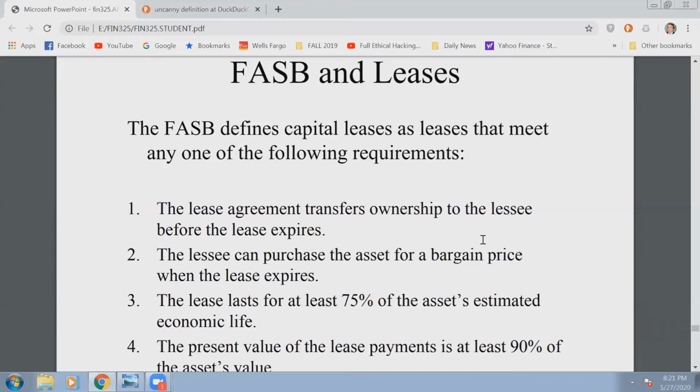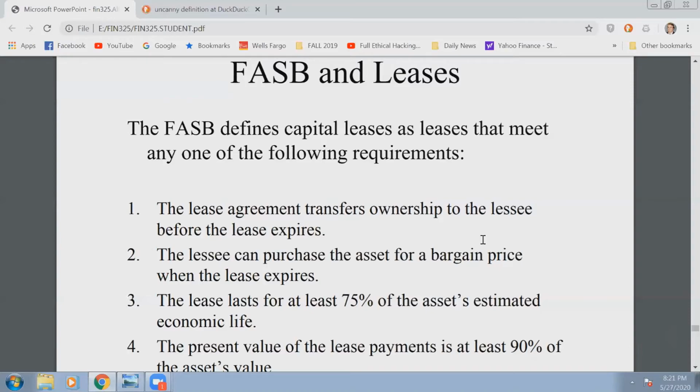So the third point is the lease lasts for at least 75% of the asset's estimated economic life. And that's regarding the asset's useful life. So we depreciate assets over the course of their useful life. And if any lease lasts for at least 75% of this useful life, then the lease needs to be classified as a financing lease. Okay.